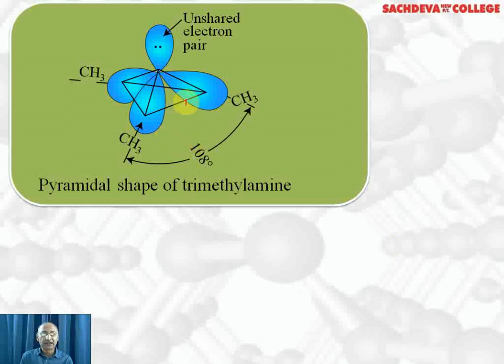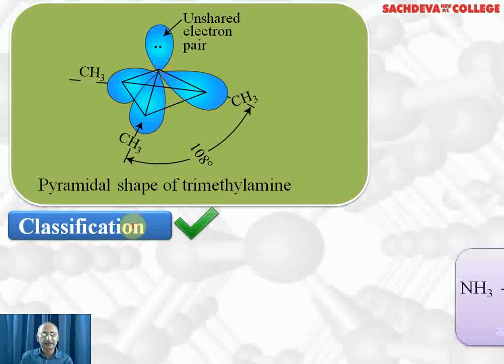Amines are pyramidal in shape. This is the pyramidal shape of trimethylamine. Hybridization is sp3 and one of the sp3 hybridized orbitals has a lone pair of electrons. So this is the pyramidal shape of trimethylamine. All amines will have pyramidal shape like ammonia, and they will have one lone pair of electrons in one of the sp3 hybridized orbitals.